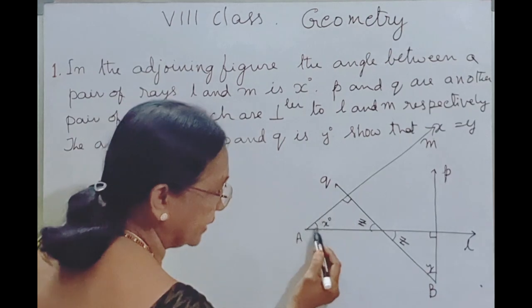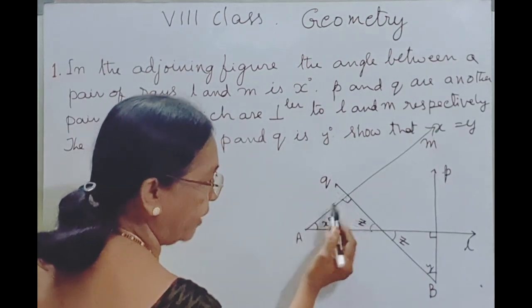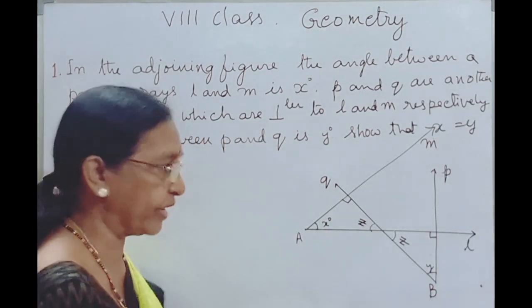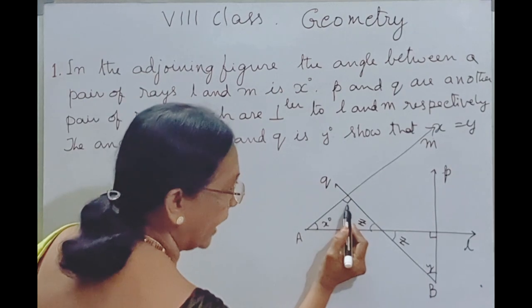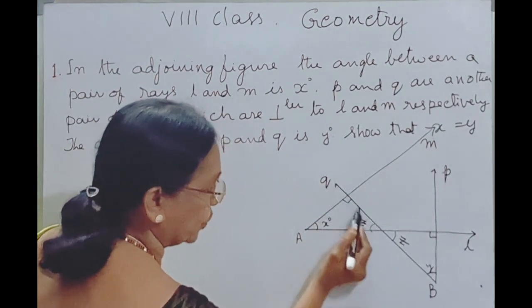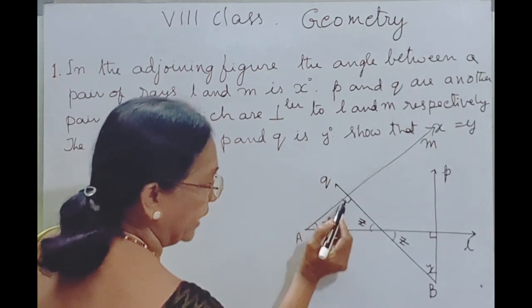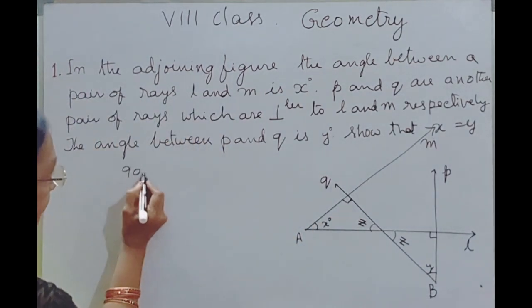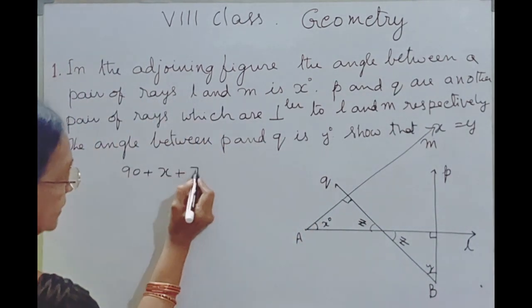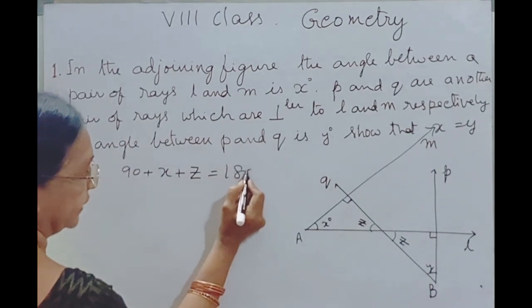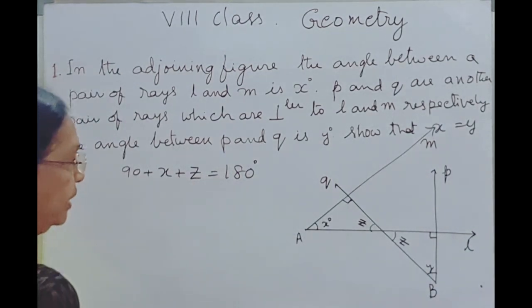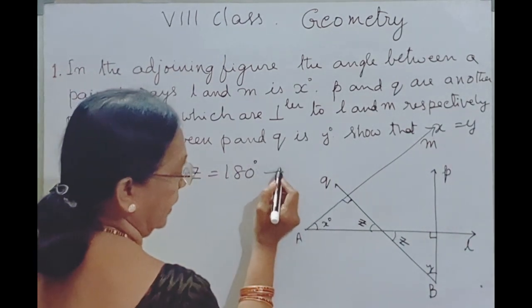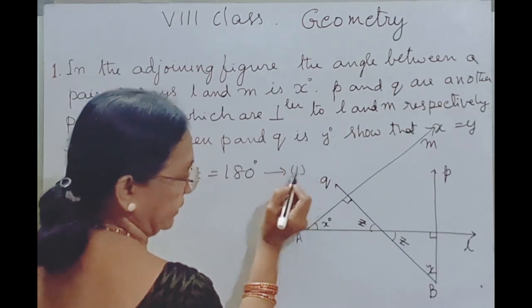So considering this triangle, the sum of the angles in a triangle is 180 degrees. Here the angle is 90 degrees because Q is perpendicular to M. Therefore this is a right angle, 90 degrees. So 90 plus x plus z is equal to 180 degrees. Let it be equation 1.